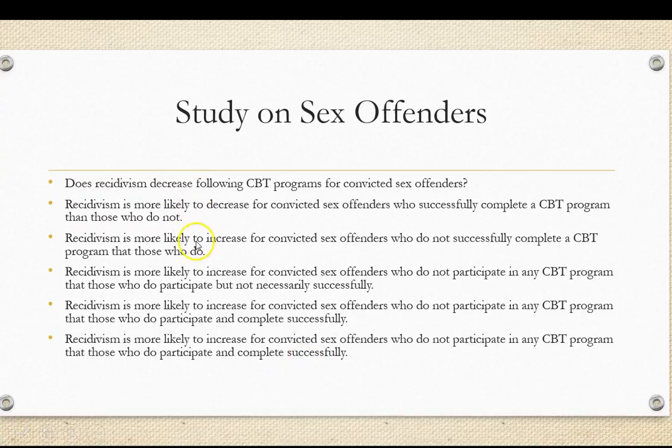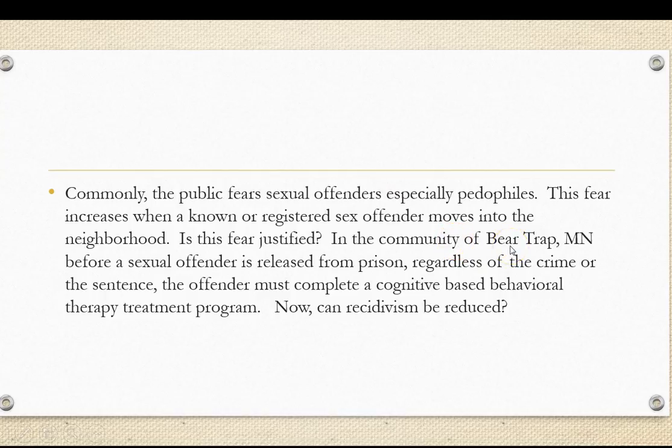So let's look at this in regards to random sampling. How could we randomly choose sex offenders? Now, sex offenders is our population. So where would we come up with our population and our sampling frame for sex offenders? Now remember, we did look at the community of Bear Trap, Minnesota. So if we were looking only at Bear Trap, Minnesota, and we wanted to do a random sample, if we could get a sampling frame of every sex offender released from their prison, that would be our sampling frame.